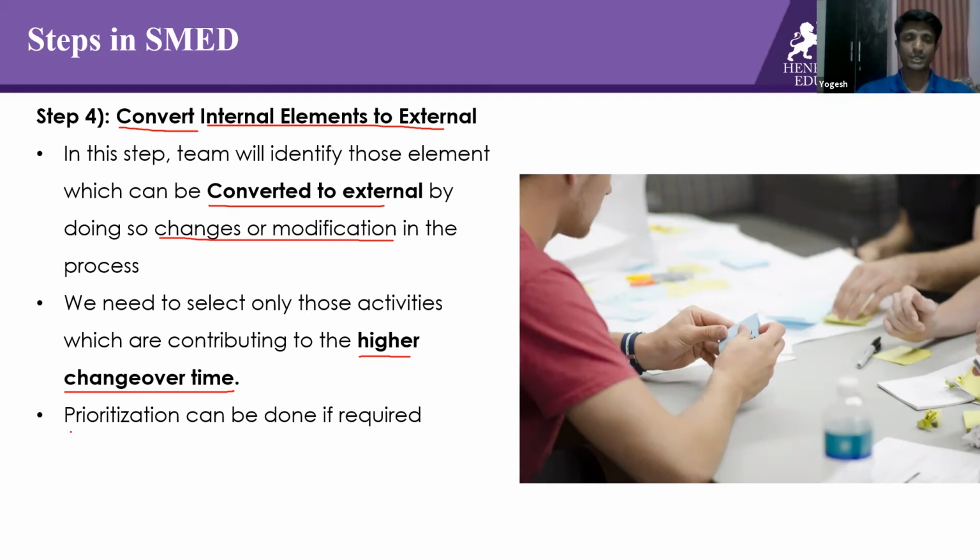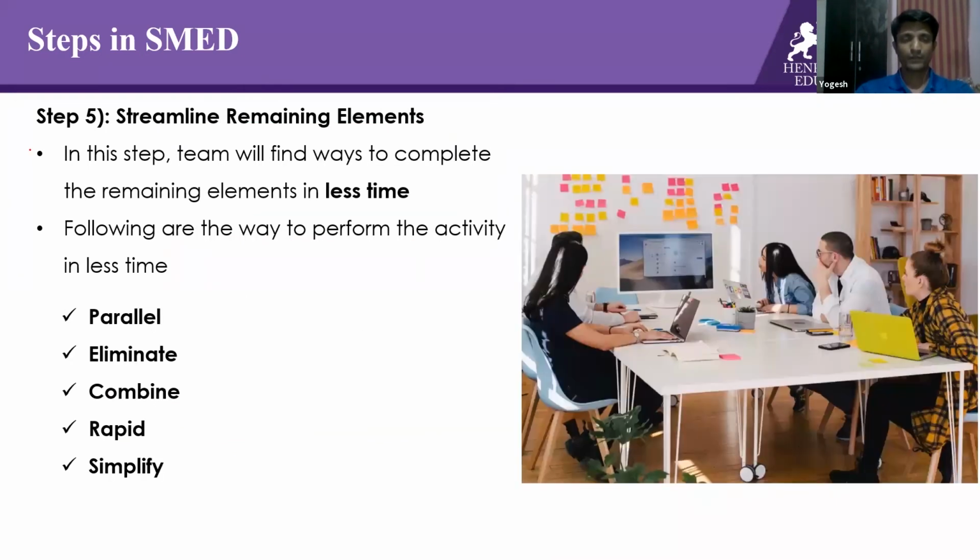So we need to find out higher changeover time activities to convert to external. Prioritization can also be done here, which activity to be done first, which activity to be done second. Then the fifth step, last step, streamline. Separate, convert, streamline. The fifth step is streamline. We need to streamline the remaining elements. In this step, the team will find ways to complete the remaining elements in less time. Following are the ways to perform these activities in less time.